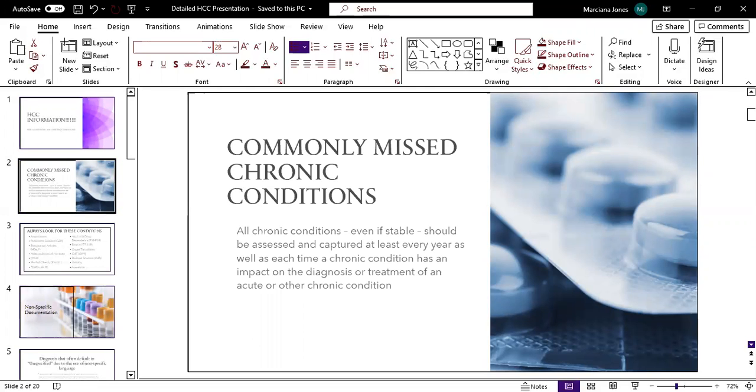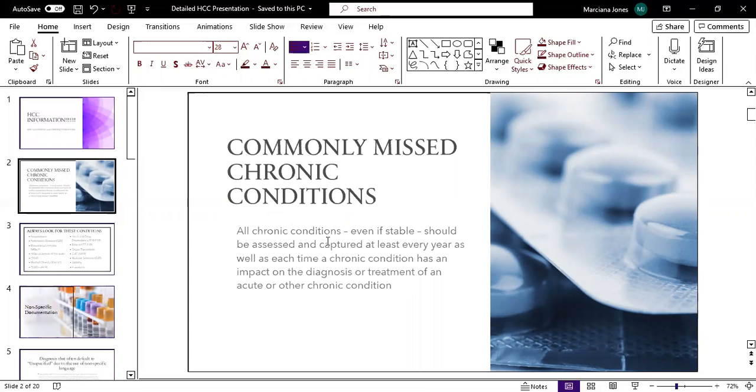Okay, so commonly missed chronic conditions. I wanted to go over a lot of chronic conditions that people normally miss when they're coding patient encounters. Sometimes they don't remember that it's a chronic condition. A lot of times people don't have the software there to tell them, hey, this is an HCC code. So I just want to go over a few. These are the ones that are commonly missed in patient encounters.